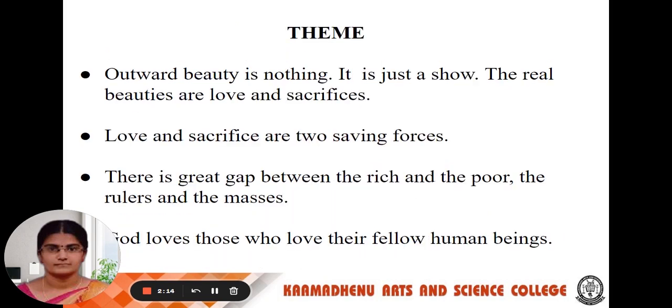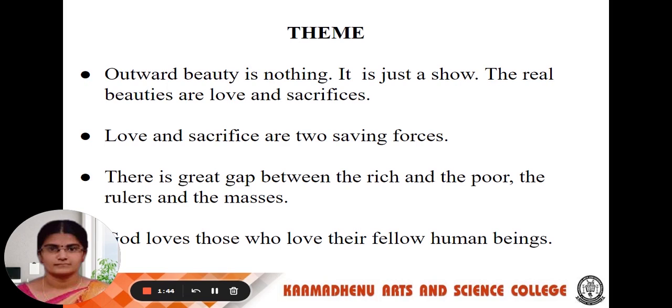What are the themes? Outward beauty is nothing, it is just a show. The real beauty is in love and sacrifice. Whatever we show outside does not matter. We should act from the heart, and we need to sacrifice something for the world. If we sacrifice something, God will give us the same in one way or another. Love and sacrifice are two saving forces.